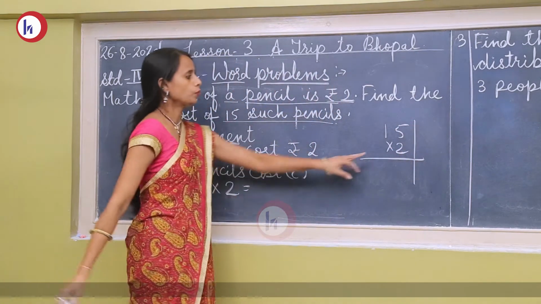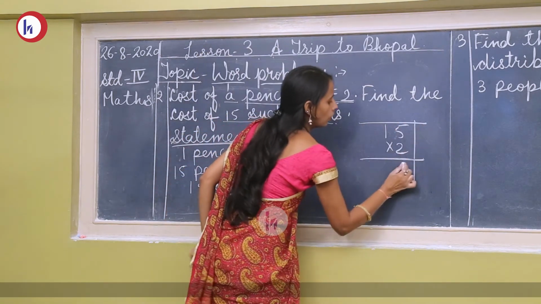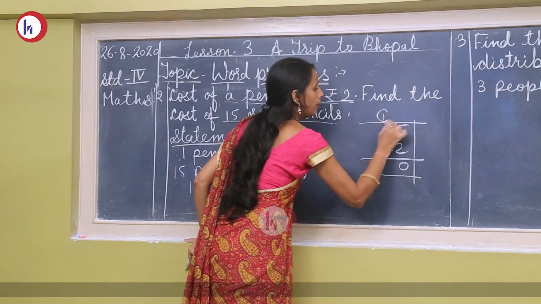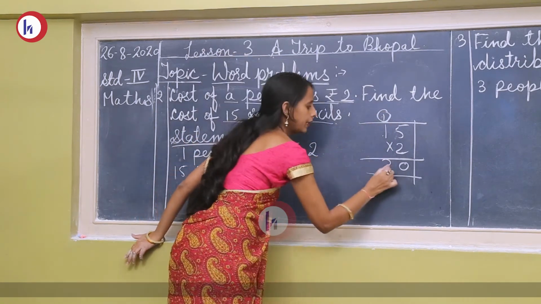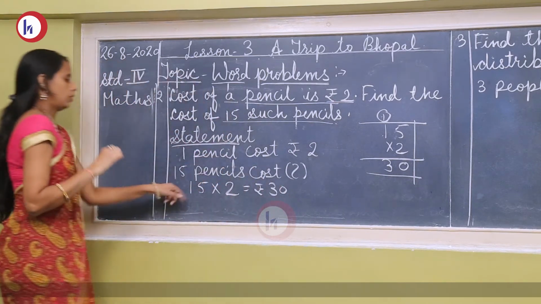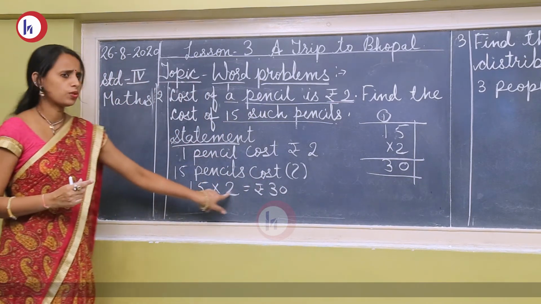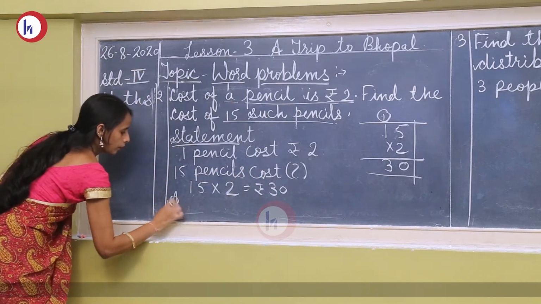We'll start from 2. 2 multiplied by 5. 2 5s are 10. We'll write 0 and 1 will be carry forward. Now 2 1s are 2. Add 2 plus 1, 3. Rupees 30. We can do by table. 15 2s are 30. Okay, so answer is rupees 30.